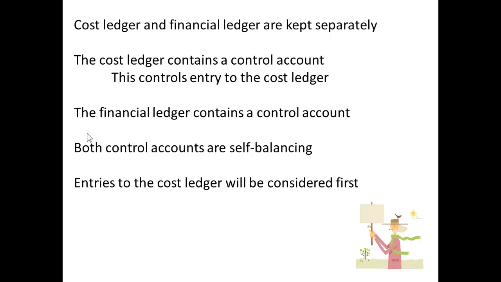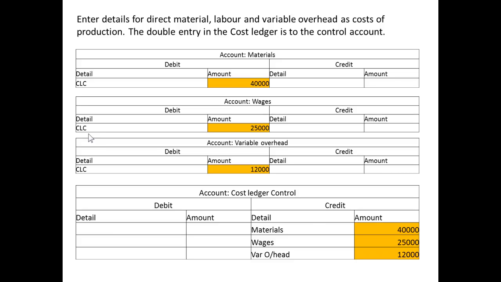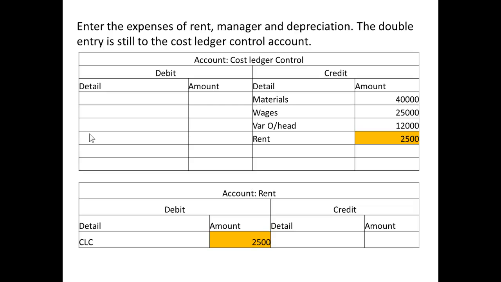Now remember, the cost ledger and the financial ledger are kept separately, and the cost ledger has a control account, as does the financial ledger. These control accounts will be self-balancing. So let's enter the details for the direct labour. That's the wages, for the material and for the variable overhead. So we're starting to build now our cost ledger control account. So materials, debit materials 4,000, credit the control account with 4,000. Wages, debit it with 25,000, credit the control account with 25,000. And variable overhead, debit that with 12,000, credit the control account with 12,000.